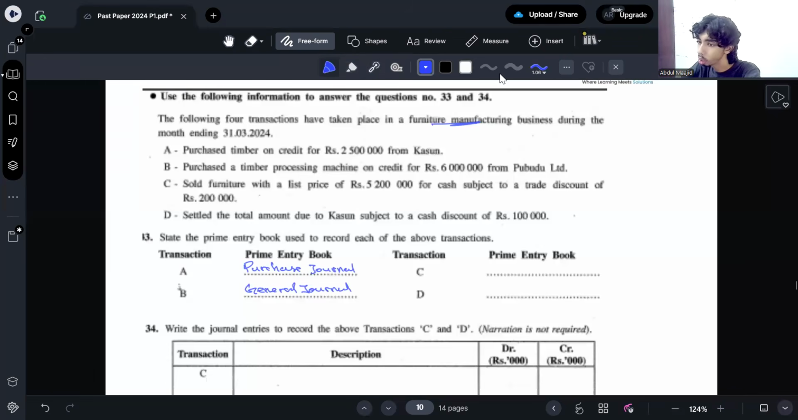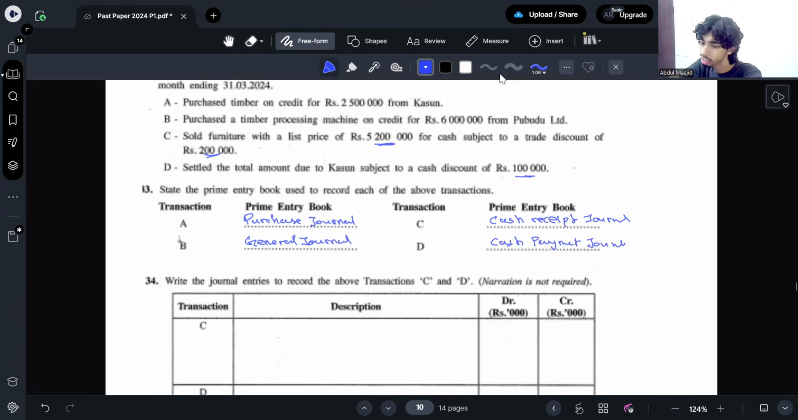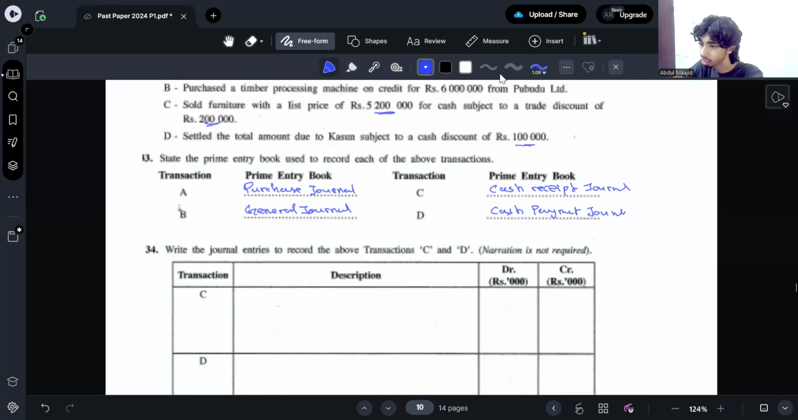General journal. Sold furniture with a list price of 5,200 for cash, subject to a trade discount of 200 on cash, that is the cash receipt journal. Settle the total amount due to Kasun, subject to a cash discount of 100,000, that will be the cash payment journal. Okay. 34. Write the journal entries to record the above transactions C and D.